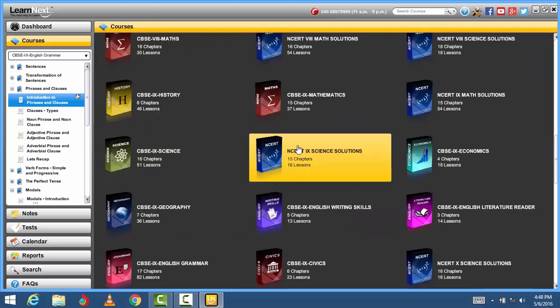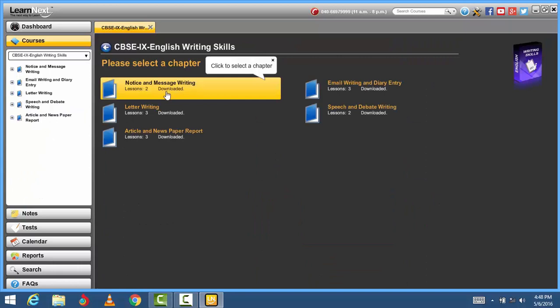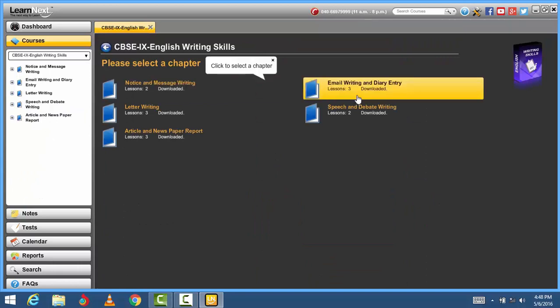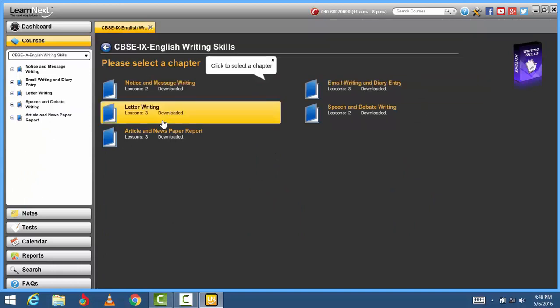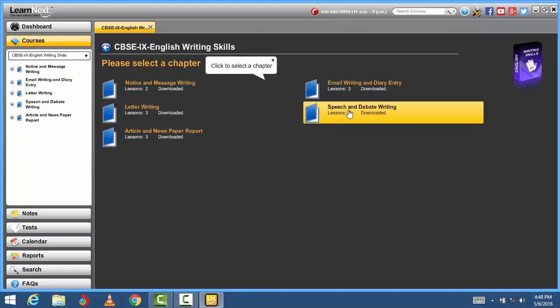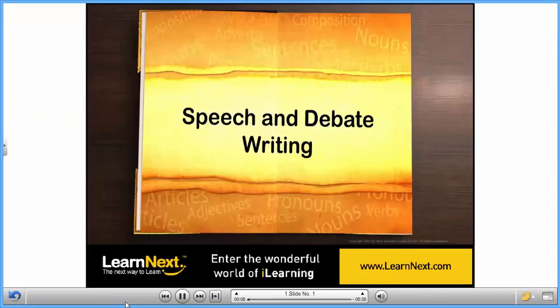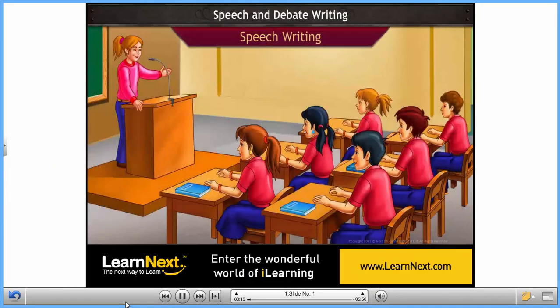Then will be English writing skills. It is as per syllabus. It consists of notice and message writing, email writing and diary entry, letter writing, article and newspaper reports, speech and debate writing. Okay, we will see this speech and debate writing. First is speech writing. Welcome to this session on speech and debate writing. Let us first start with speech writing.